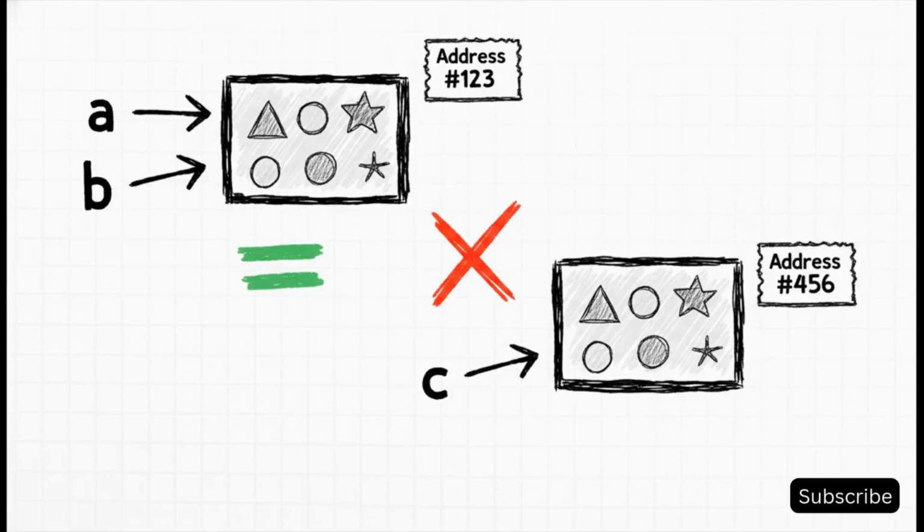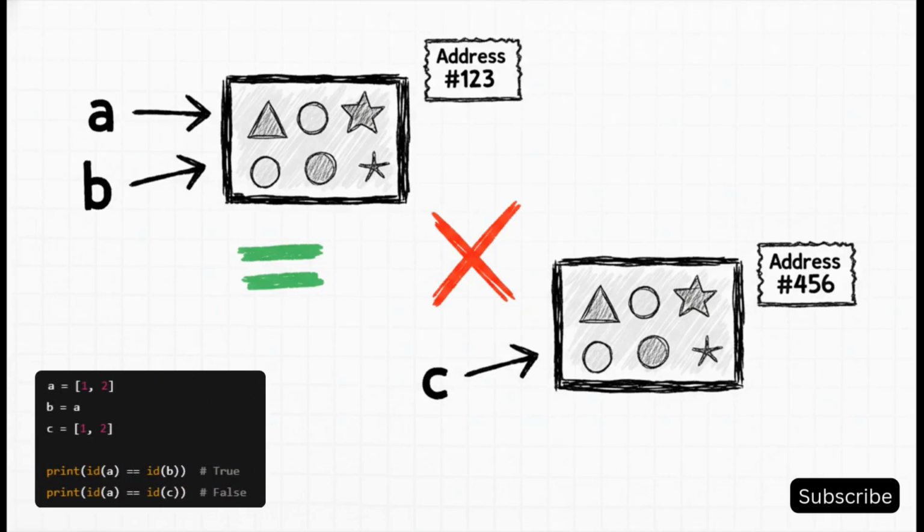And hey, don't just take my word for it. Python gives us a tool to prove this. It's the built-in id function, which gives you the unique memory address for any object. So if we create list A, then set B equal to A, you can see that their IDs are identical. It's proof they are just two different names for the exact same object. But if we create a totally new list C that just happens to have the same values, its ID is different. It's a completely separate object in a different spot in memory.